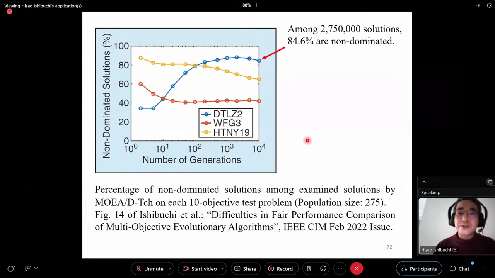This figure shows a simulation result. This axis shows the number of generations: the first generation, 10th generation, 100th generation, 1,000th generation, 10,000th generation. And the population size is 275. So during 10,000 generations, we can evaluate 2.7 million solutions. Among those 2.7 million solutions, 84.6% are non-dominated. So about 2 million solutions are non-dominated for a 10 objective test problem. And we cannot say which is better among those 2 million solutions. This situation is very difficult.